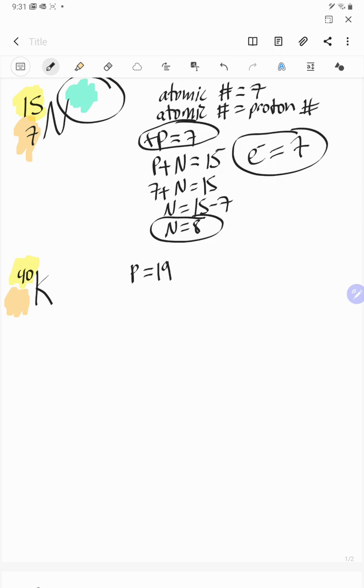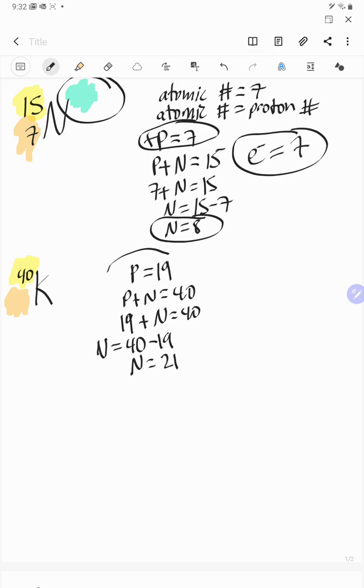And next, we can start calculating the number of neutrons. So we said protons plus neutrons equals 40. And then since protons equals 19, I'm just going to calculate it the mathematical way, though some of you can probably do this in your head, but 19 plus N equals 40. And you could say N equals 40 minus 19, so N equals 21.